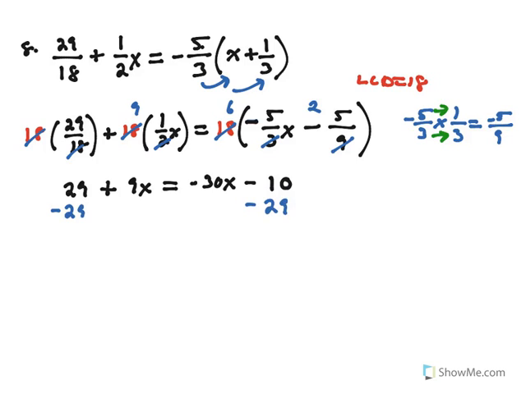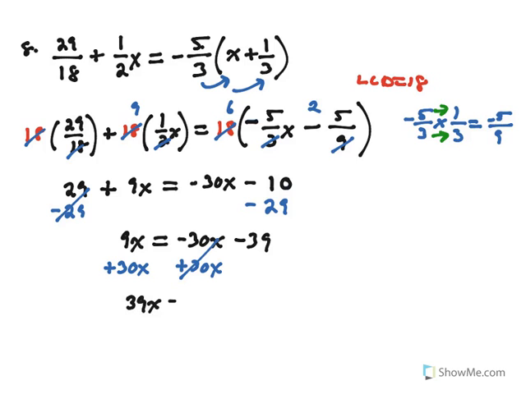I mean, it really doesn't matter. But these will cancel, and then you're just left with 9x equals minus 30x, and then this is going to be minus 39, right? And then now I just add 30x to both sides, and that gives me 39x equals minus 39. Then I divide both sides by 39, and I'm finally left with x equals minus 1.